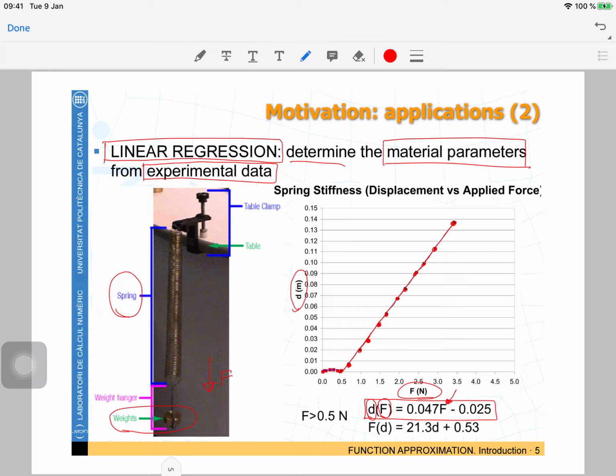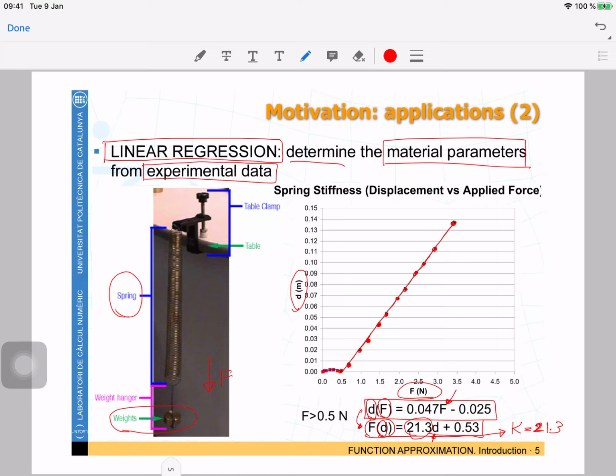You can rewrite this equation, and you can write the line based on F, force, as a function of the displacement. So here in this equation, you give any value of d, and then you obtain your approximated force. Okay, so basically from this equation, the slope of the line expressing the force is the stiffness of the spring, which is 21.3.